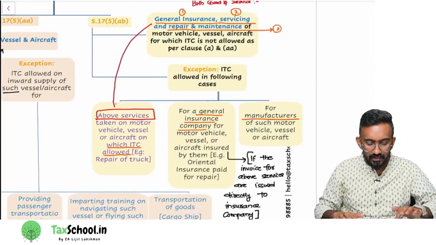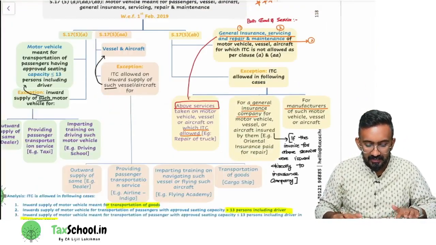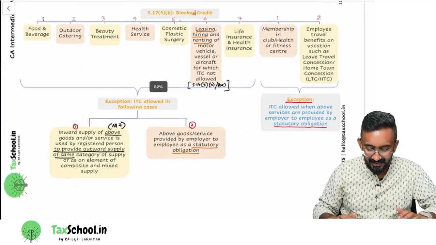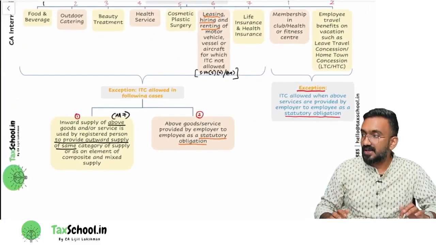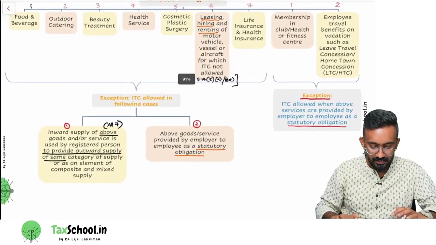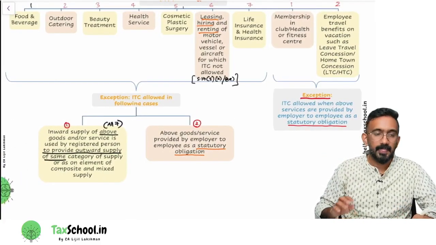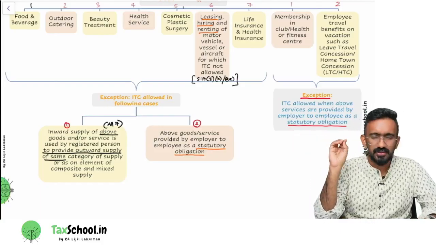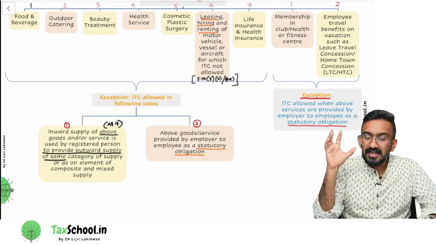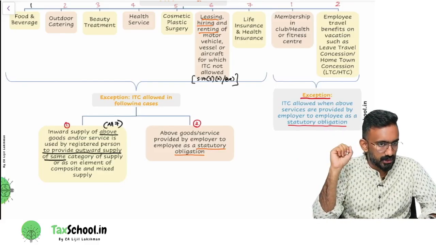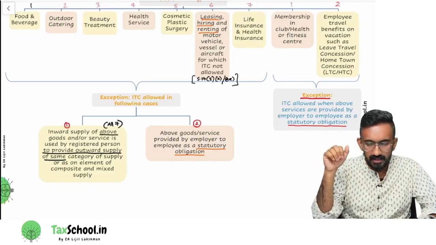So we have looked into section 17(5)(a), (aa) and (ab). Now let's go to 17(5)(b). 17(5)(b) talks about 9 blocked credits. Let's try to understand this. The exceptions are generally tested in the examination. I'm separating them into 7 and 2 because the exception for the first 7 is the same and the next 2 is the same.